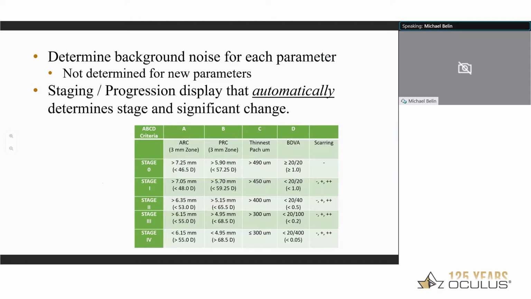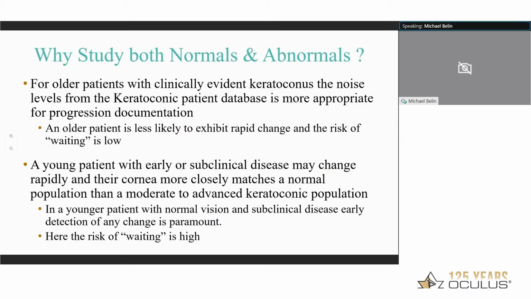But we needed to determine the background noise for each of these parameters. Now, the A and B parameters are new parameters, and there were no published values for the inherent noise of those measurements. We also decided it was important to measure the noise in two different populations, both a normal population and an abnormal, meaning a keratoconic population.